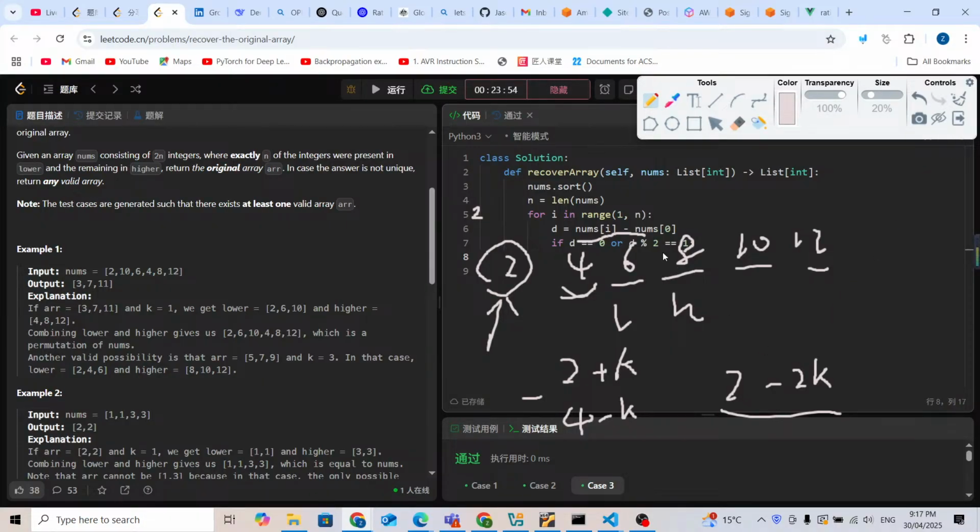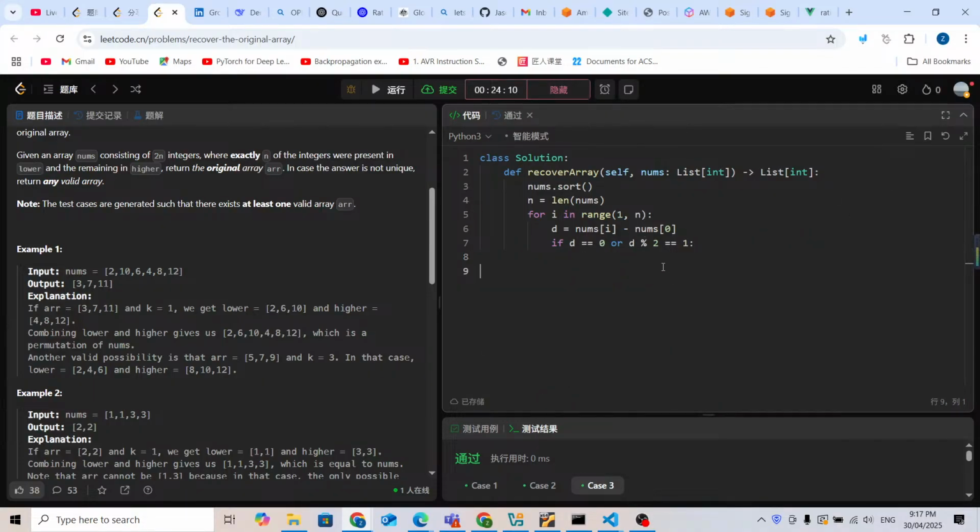But if this d equals 0, definitely it is not possible. This means they are equal, and it is not possible because k must be a positive number. So this is why we're going to check: if d equals 0, it is not possible, and if this d is an odd number, it is not possible. So if it is not possible, we're going to continue.